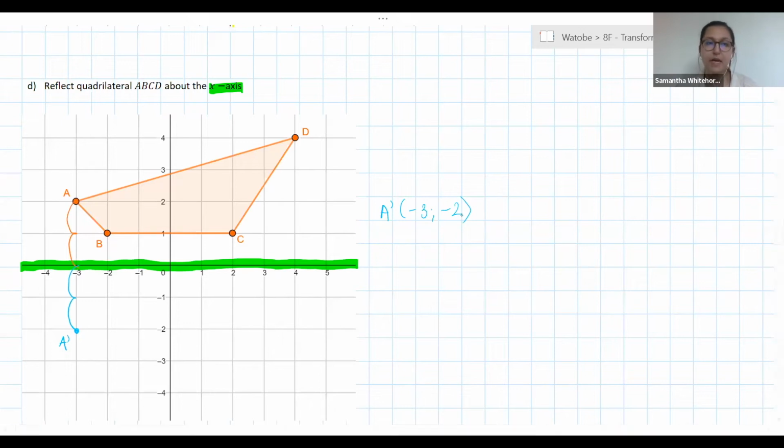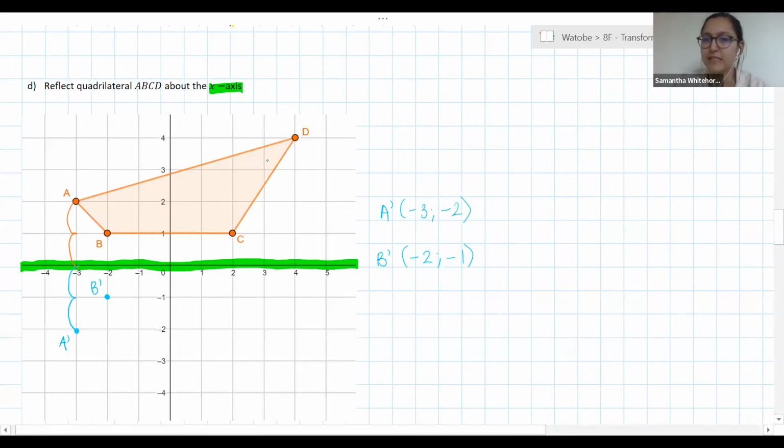Alrighty, would someone maybe like to give me where the new coordinate for B dash is going to be? Right, our QA, would you like to give me B dash? Yes, ma'am. And the coordinate is -2, -1. Excellent. -2, -1 is where I will find B dash. Thank you. Well done.